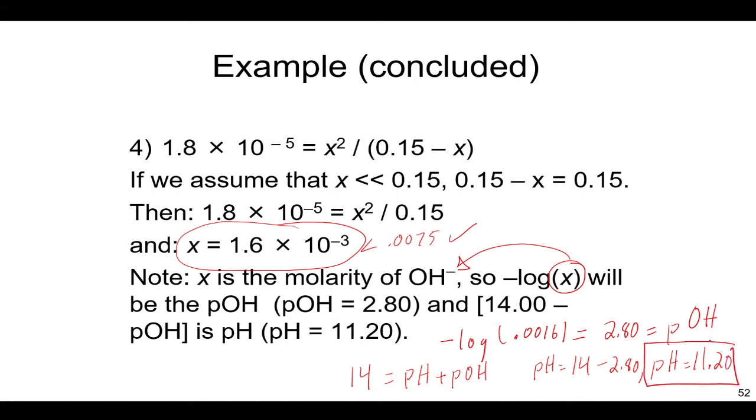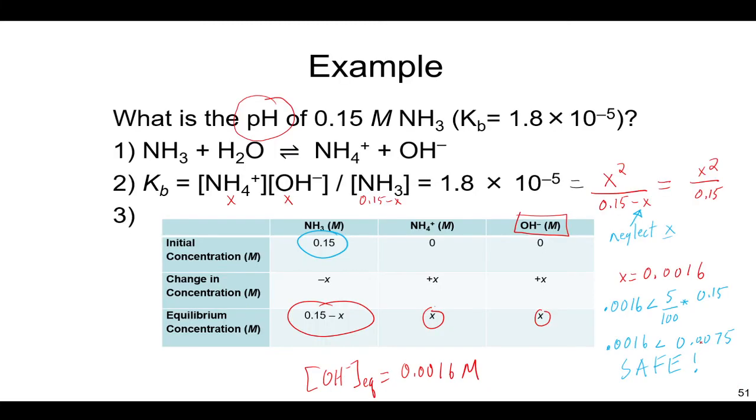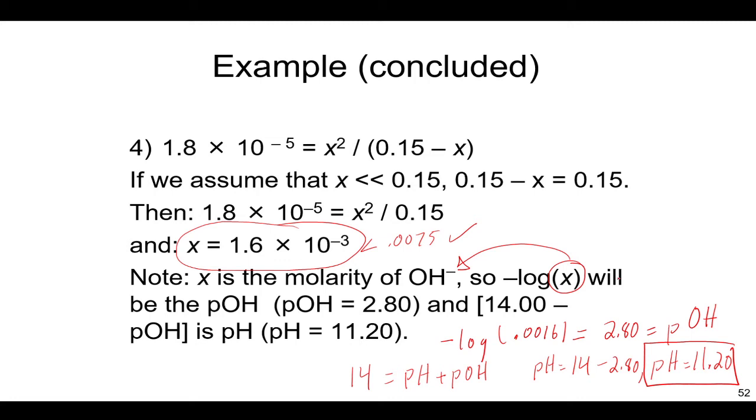Now, have the conceptual check at the end. Get in the habit of doing the following. Go back and reread the question. The pH of a weak base. Well, a pH below 7 is acidic, above 7 is basic. So the pH of a weak base should be above 7. And it is 11.2, so that looks good.